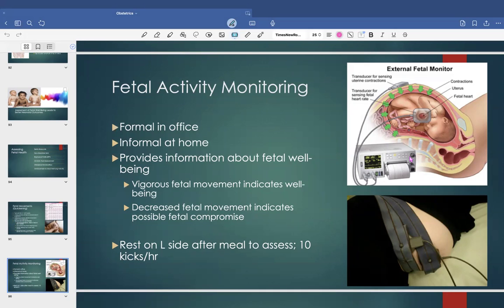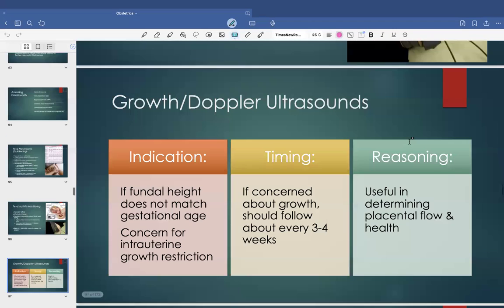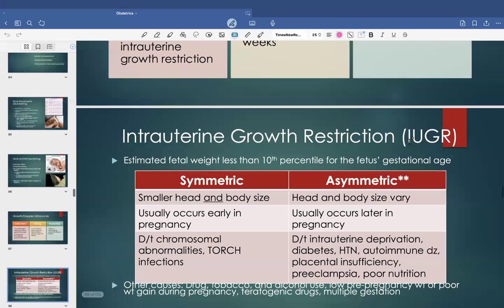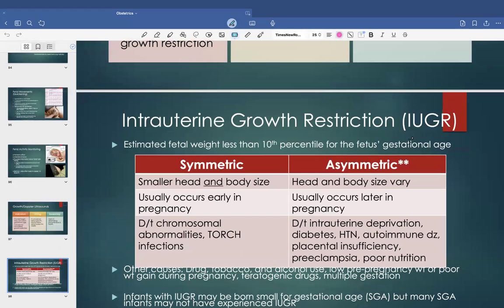Other tests, you might do a growth or Doppler ultrasound. If the fundal height doesn't match the gestational age, you might do this. If there's some concern for intrauterine growth restriction, you might do this. And this is useful in determining placental flow and health. Just FYI, intrauterine growth restriction, which we're gonna talk about again in the next lecture.